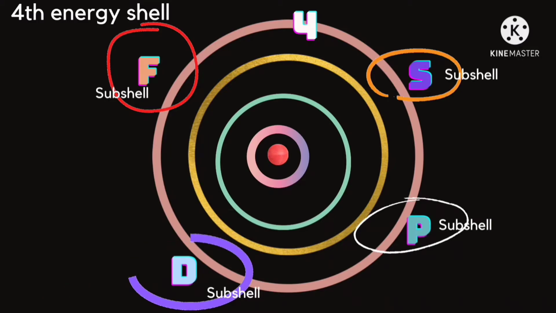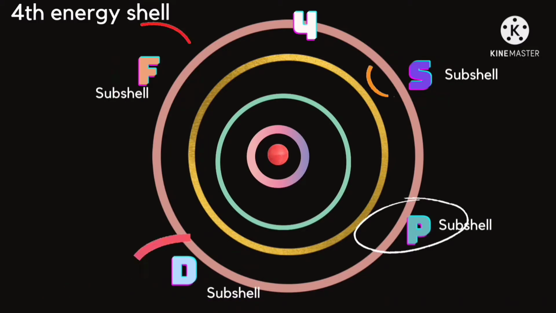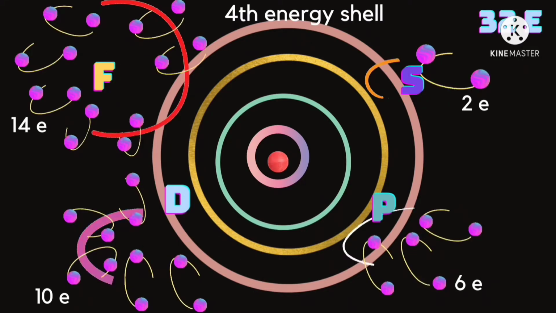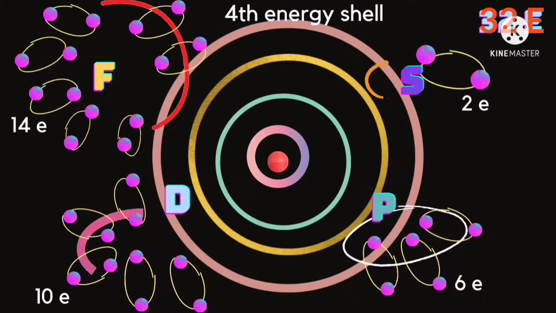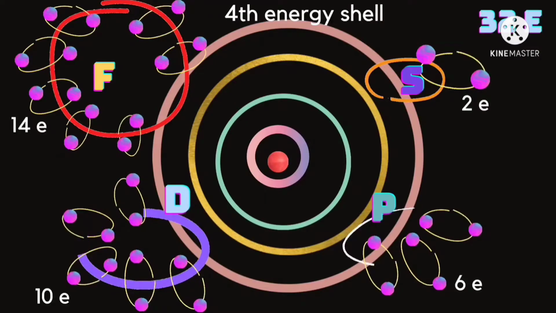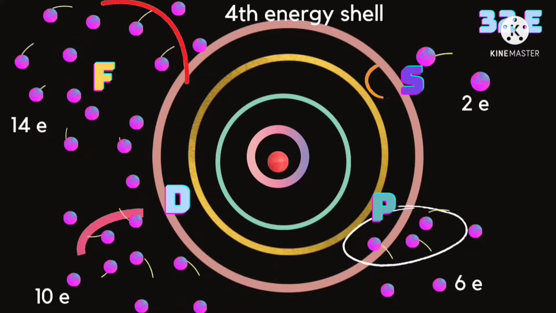The fourth energy level has 4 subshells S, P, D, and F. S has 1 orbital, P has 3 orbitals, D has 5 orbitals and F has 7 orbitals. Together they can hold up to 32 electrons.